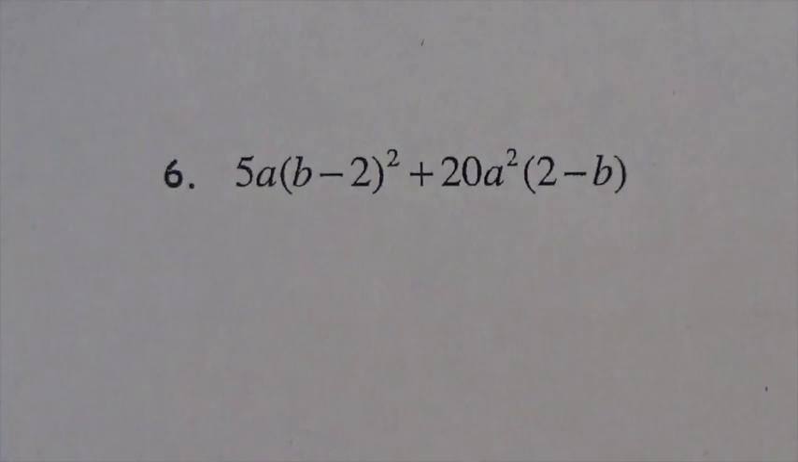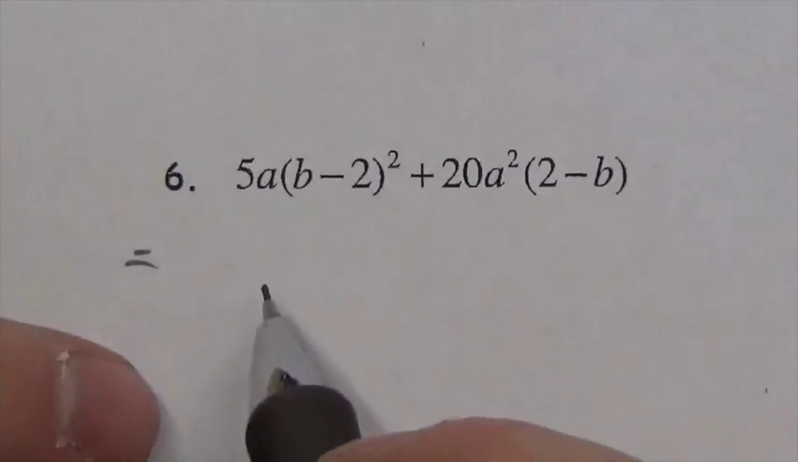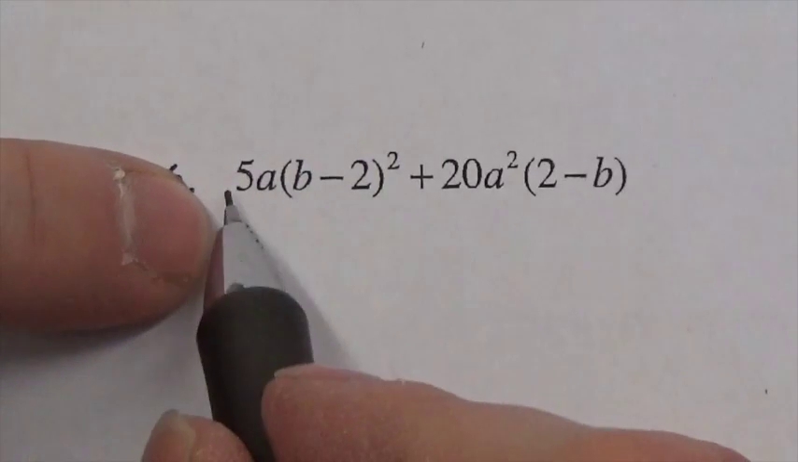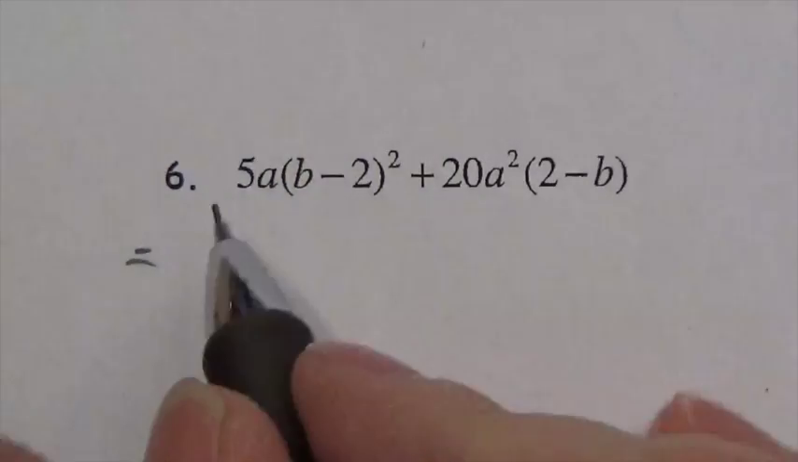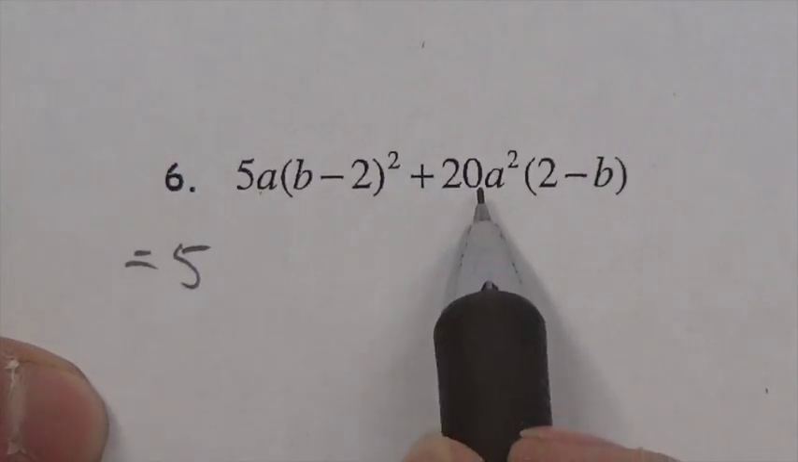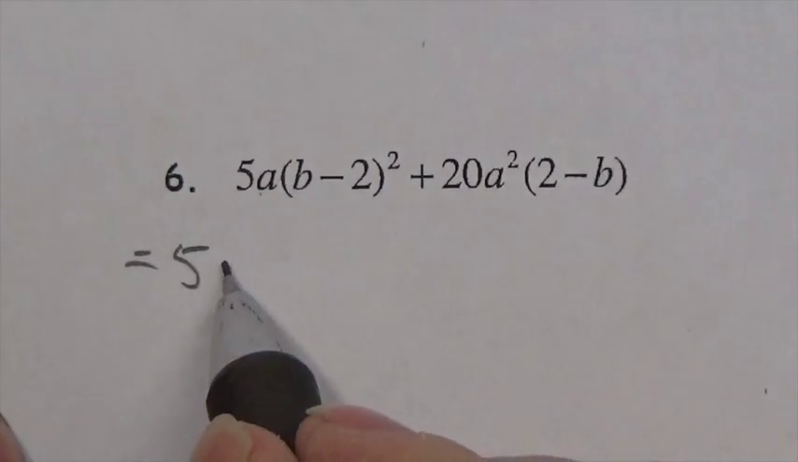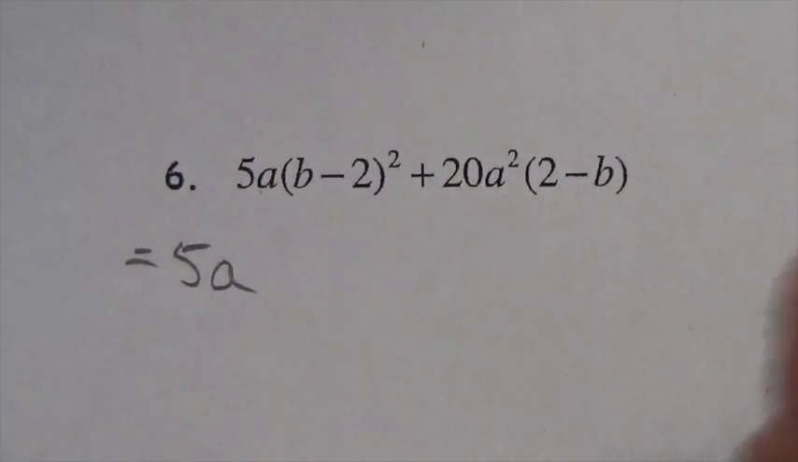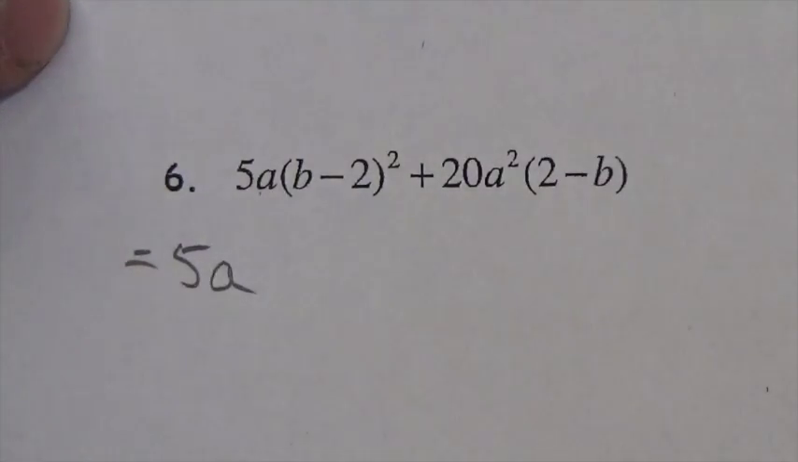Okay, down here, there's a fair bit going on in this one. To start off with, let's look at the coefficients here. I've got a 5 and a 20. That's nice because there's a common 5 there. There's an a here and an a squared here. That's good. So I'm going to pull out an a to the 1. That'll be the smallest exponent there.